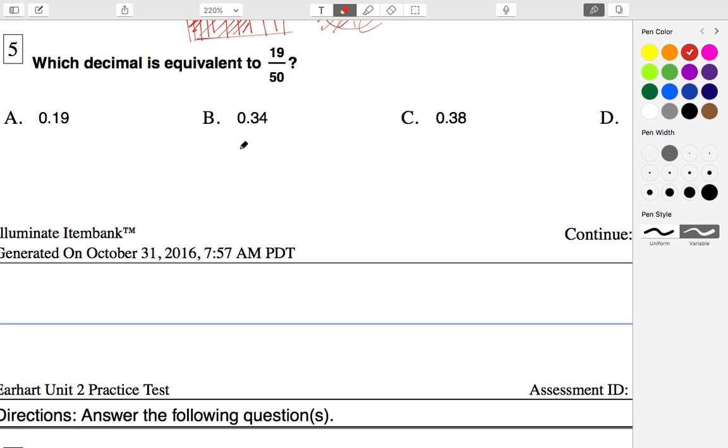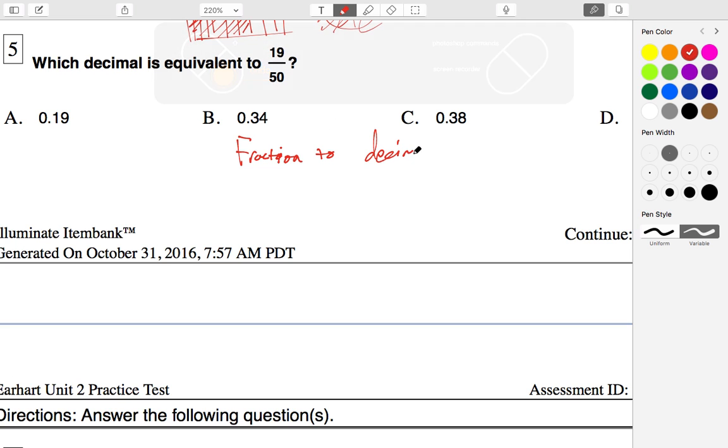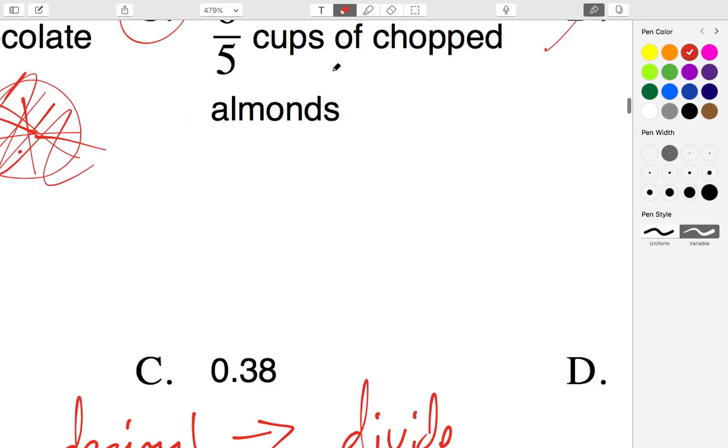How do you change a fraction to a decimal fraction? You divide. Okay, so then you have to divide. So we're going to have 19 over 50 here.